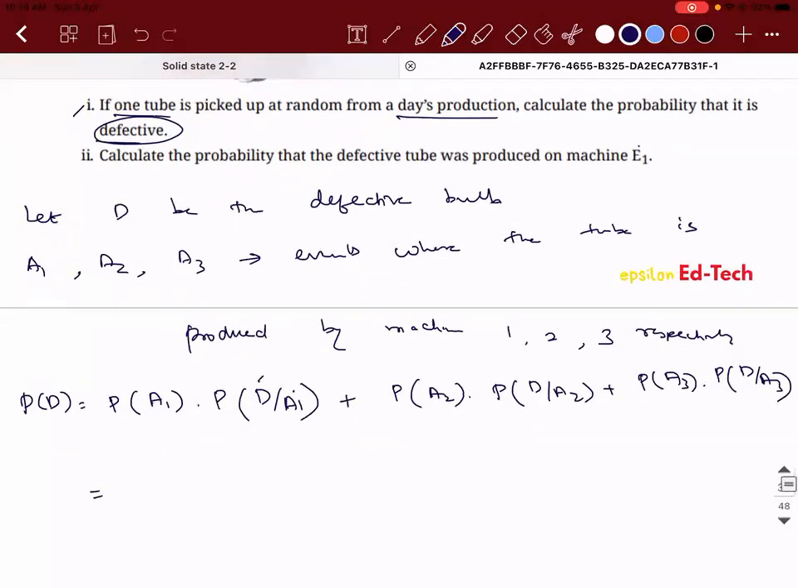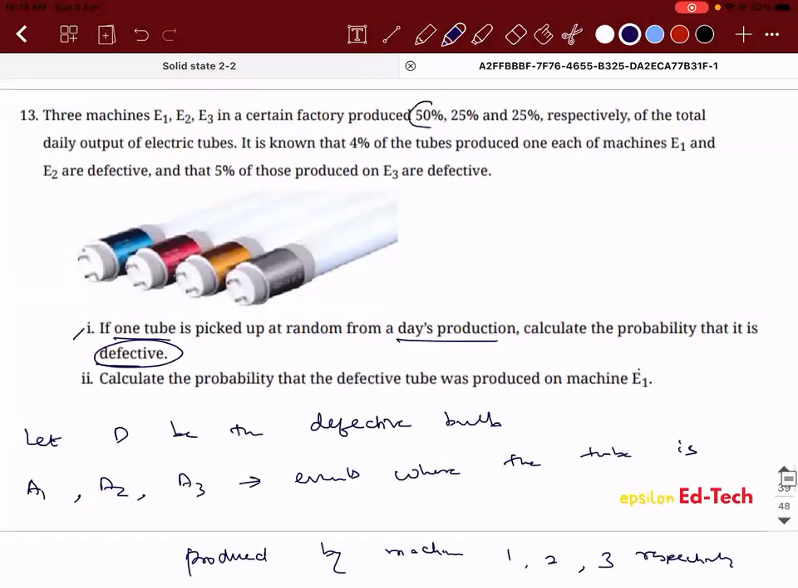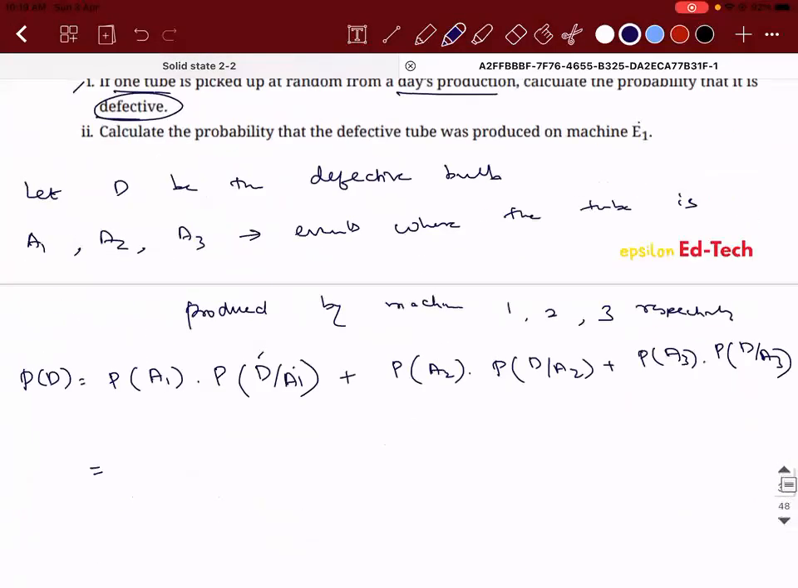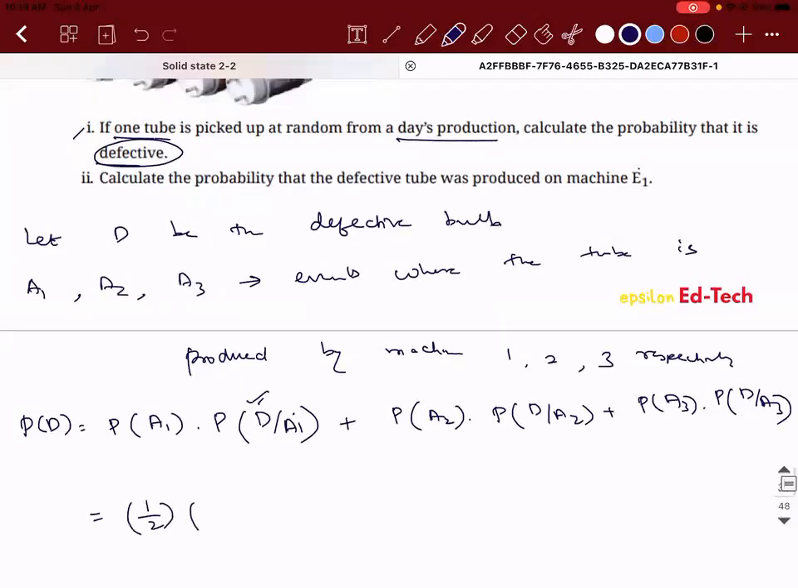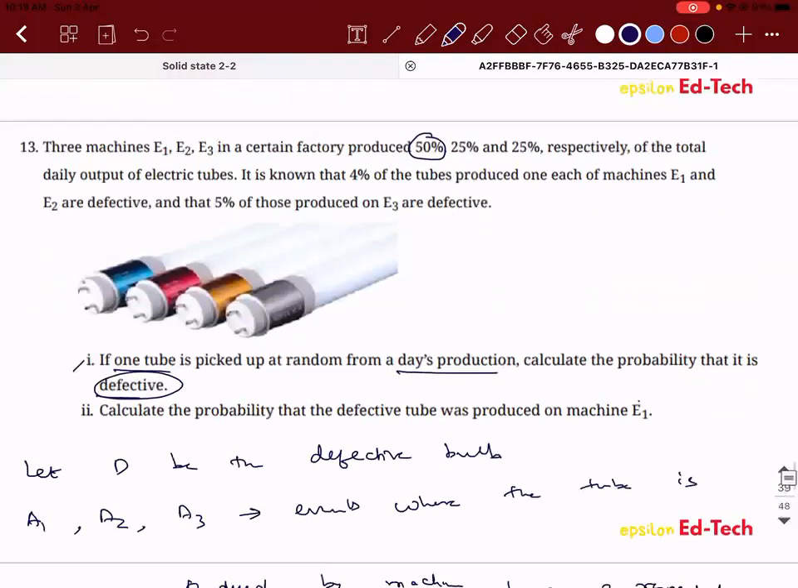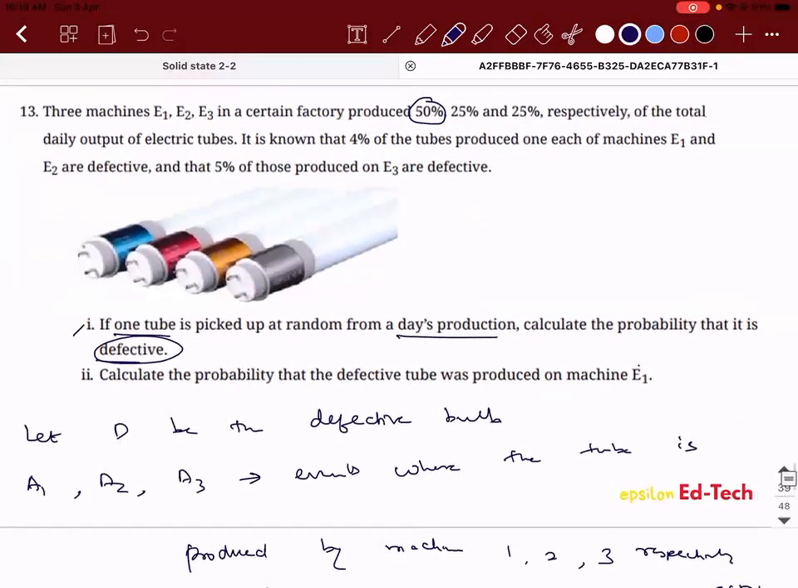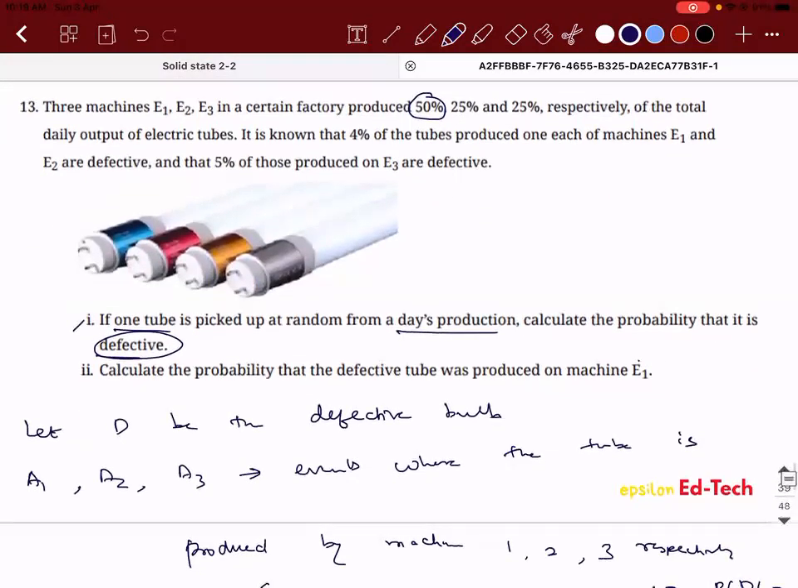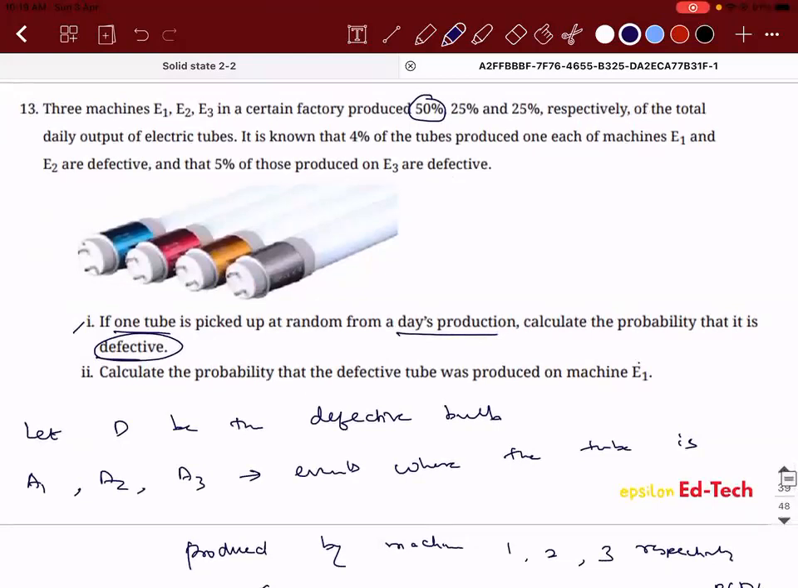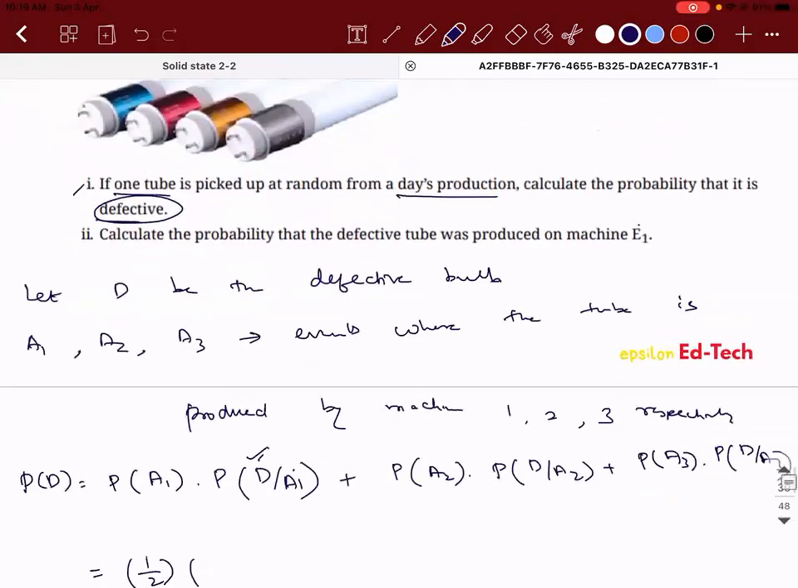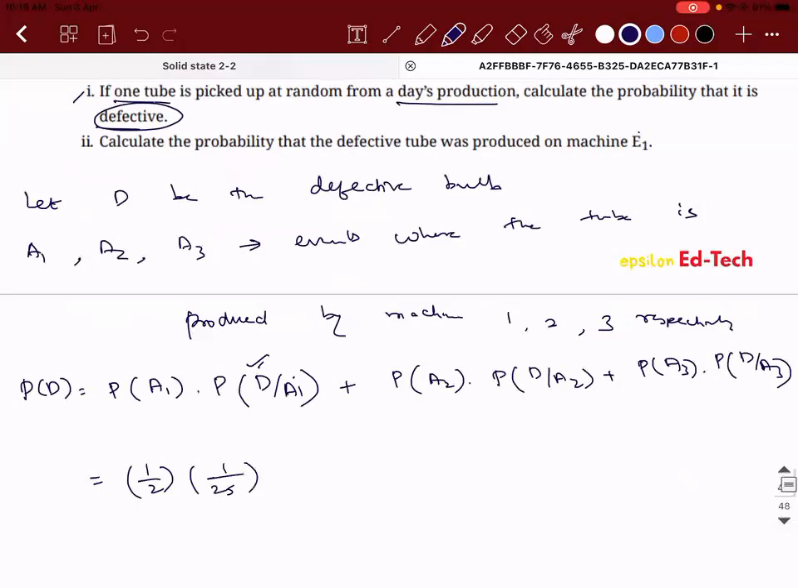So what is the probability of A1? What is the probability of the bulb getting produced by machine 1? It is 50%. So there is a probability of half. What is the probability that the bulb is defective given machine 1? 4%, sir. 4% means 4 out of 100, which is 1 by 25.